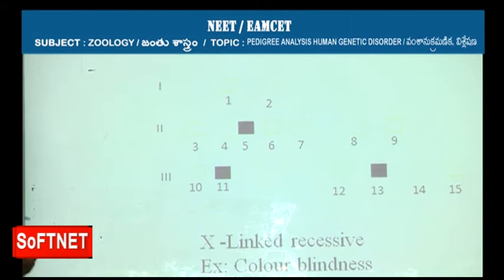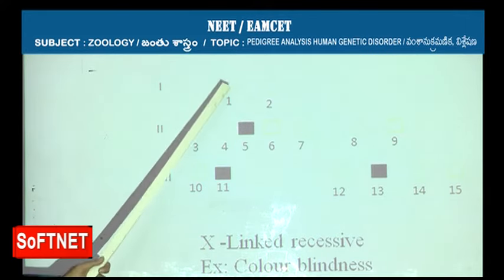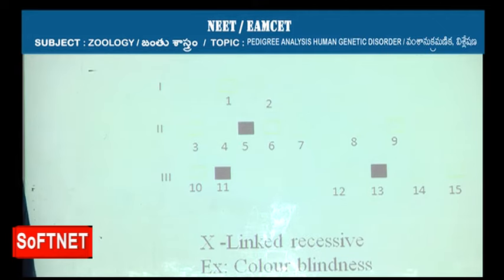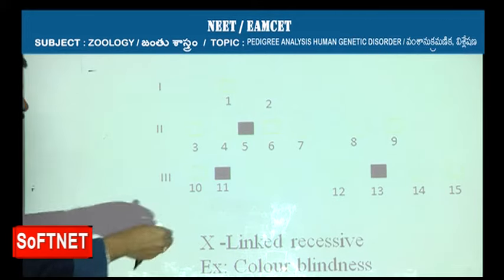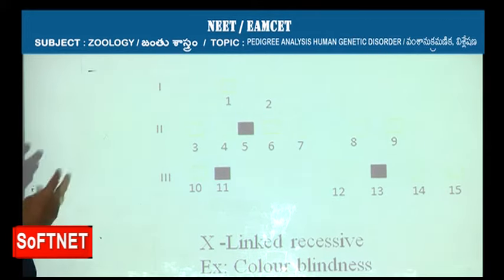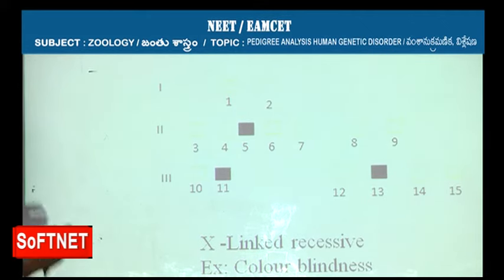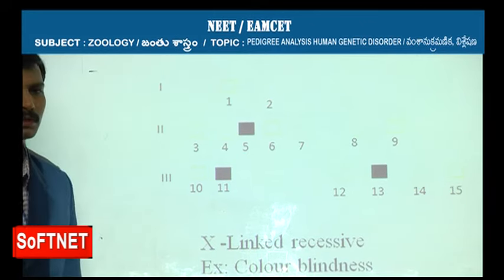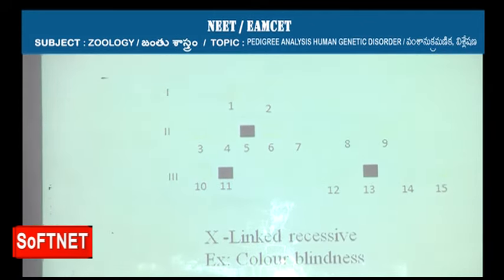So in this given pedigree chart, most of the males are affected, and only males are affected, but the male parent remains unaffected. If the male parent were also affected and all the males were affected, it would be Y-linked. But in this whole chart, females remain unaffected and most of the males are affected. With that help, we can come to the conclusion that it is an X-linked recessive disorder.